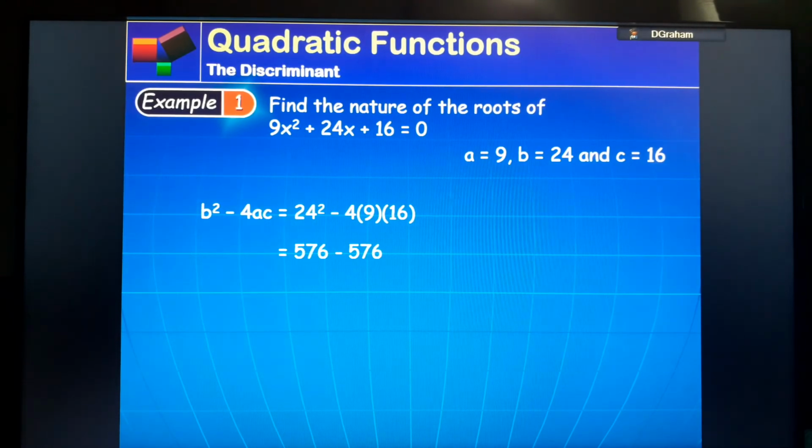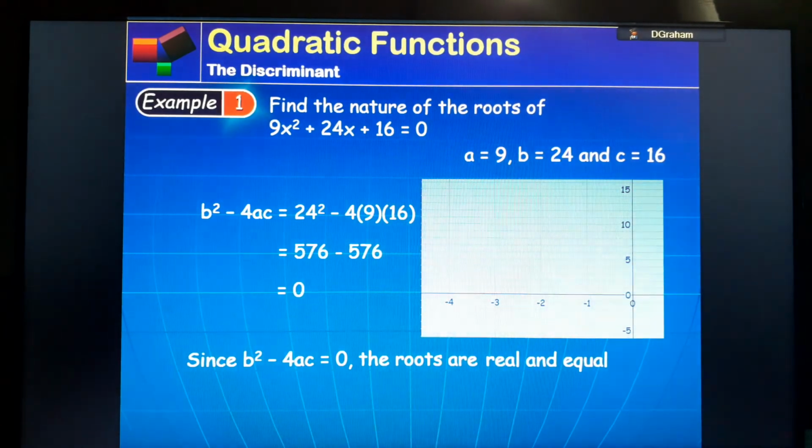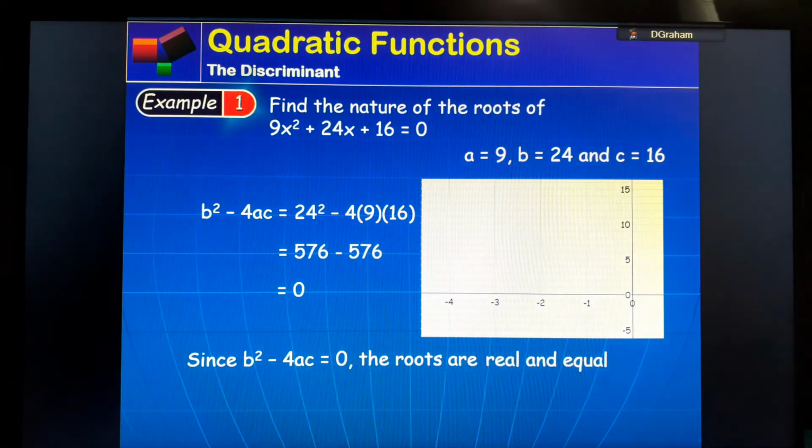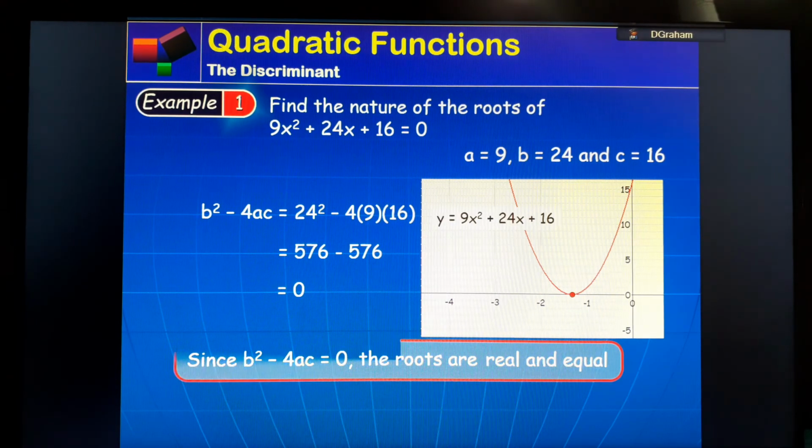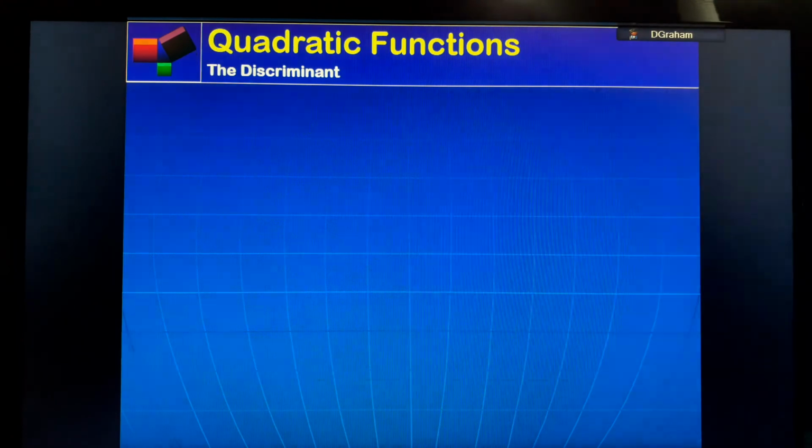In this case, we end up with a 0. So remember how you describe when the discriminant is equal to 0. Roots are real and equal. Because the discriminant is equal to 0, the roots are real and equal. Now this graph is not part of your answer. This is just to show you what it looks like, so you can visualise what we've just worked out there. The roots are real and equal. So we've got basically one real root, and that's how we describe that.